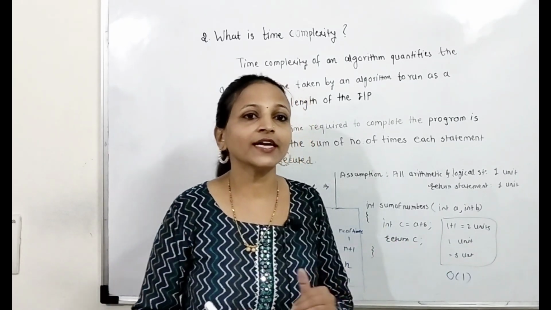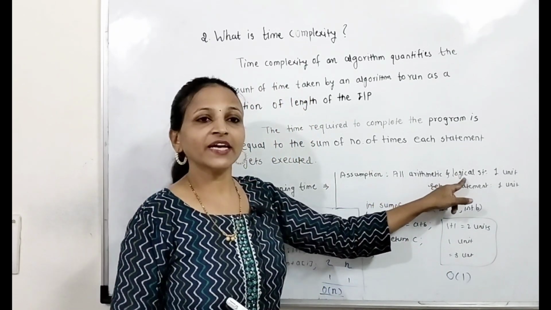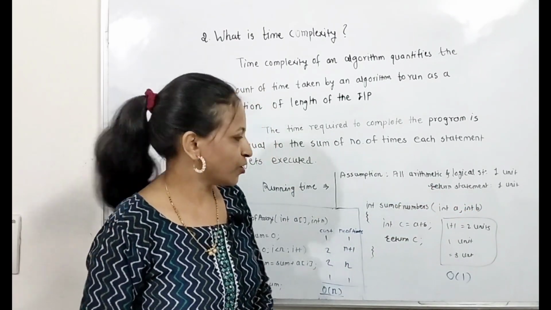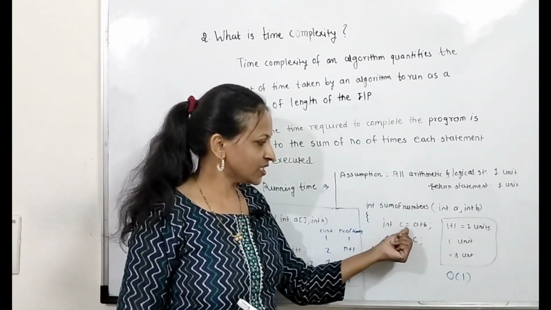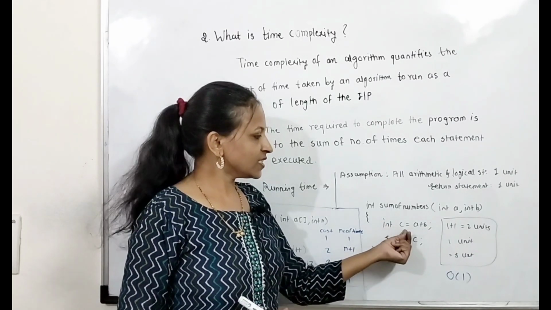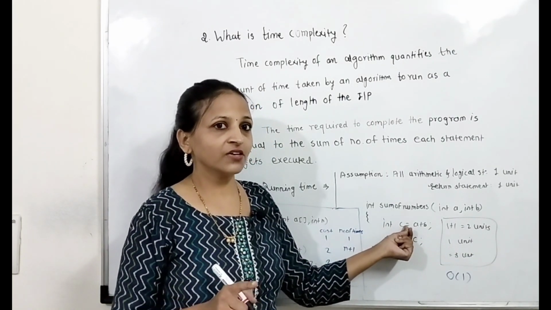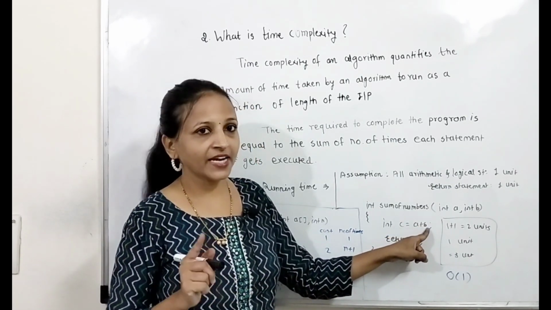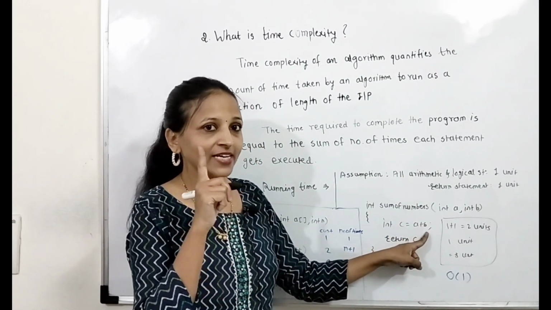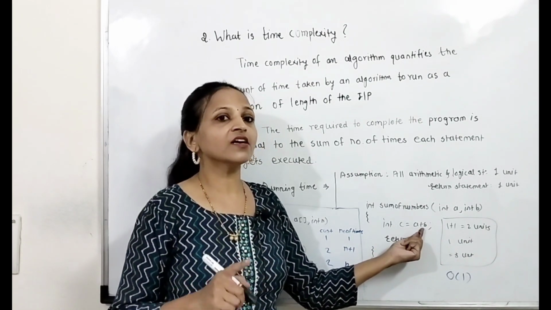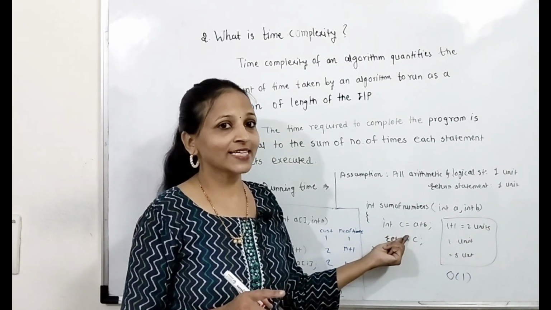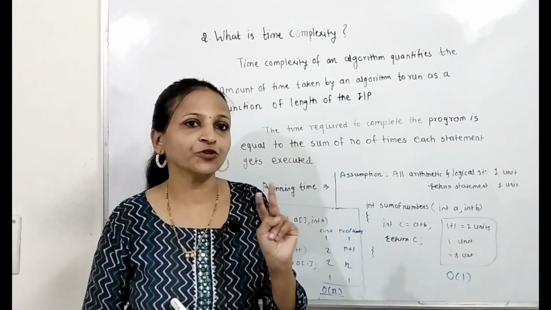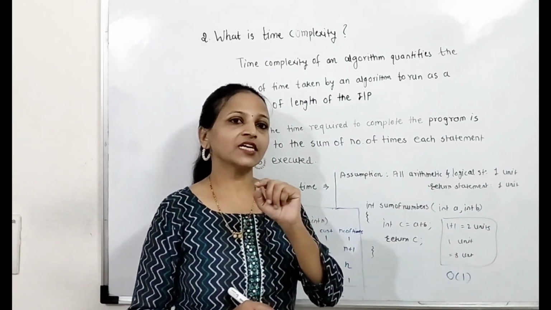Now we have to compute the running time. Here the assumption is all arithmetic and logical statements take 1 unit, and the return statement takes again 1 unit. Now see here the first statement, int c equals a plus b. Int c means here we are declaring one variable c, and we are adding a plus b. See, a plus b we add first, that will take 1 unit of time, and then whatever computed value we store inside c, that takes 1 unit. That's why this statement will take 2 units of time, and the return statement takes 1 more unit.